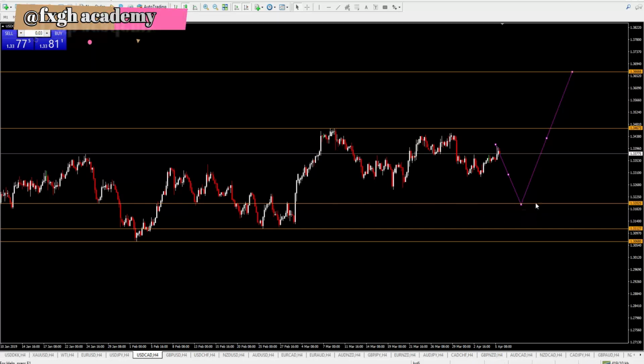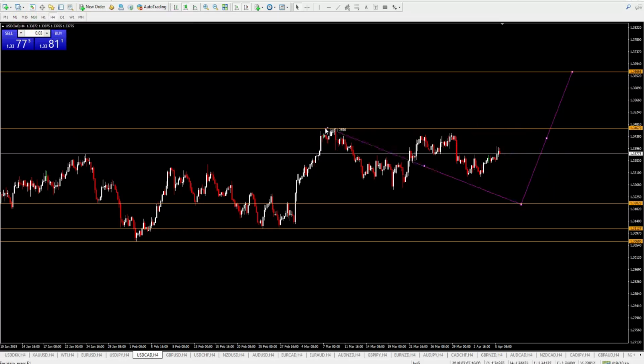So be very careful at this zone. A lot of people have pending orders at this zone. So you should look for a buy in this zone. If the market pushes up to this level, you can start looking for a sell in this zone. But believe me, you should start thinking of looking for a buy at this zone.